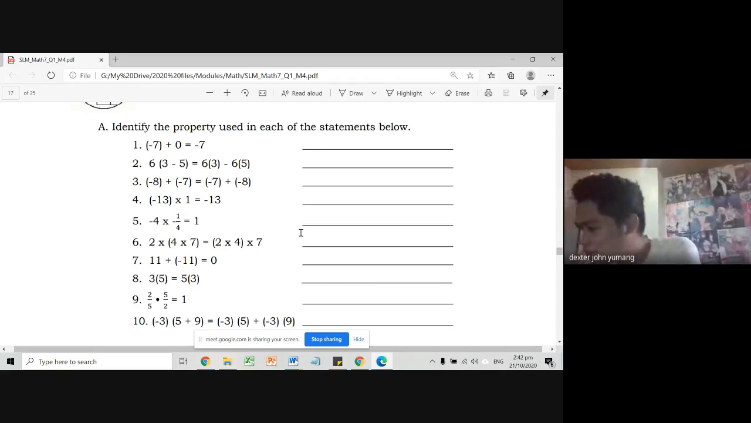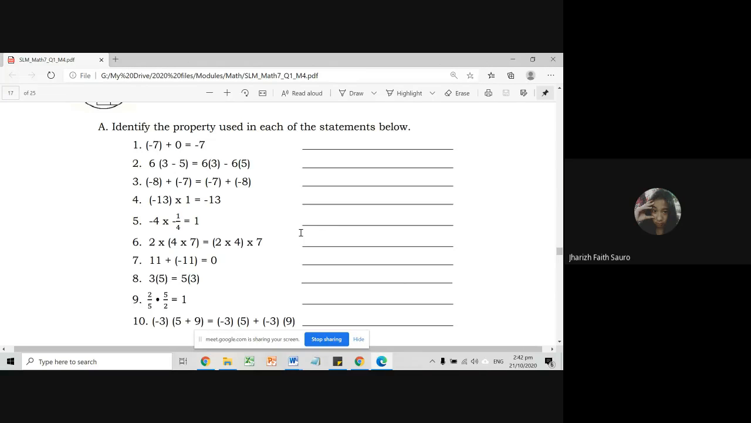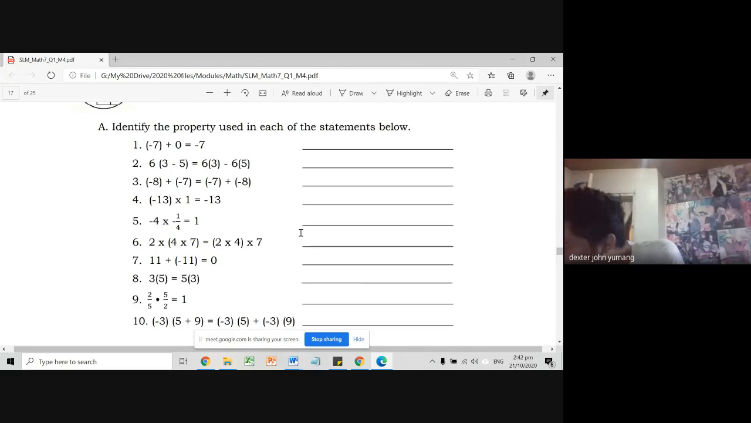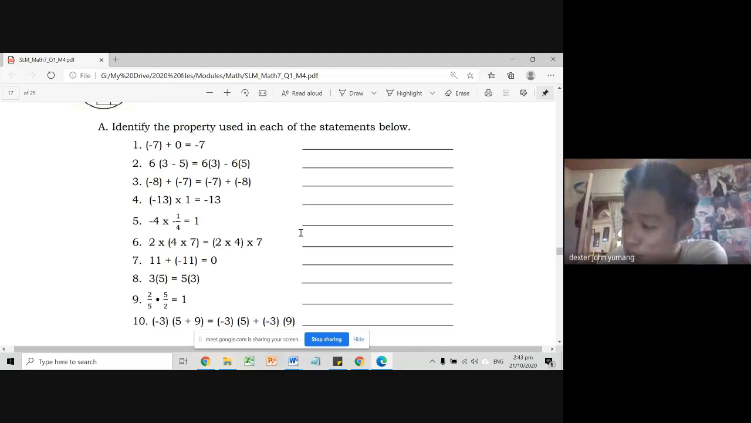I think everybody's done. May sumasagot pa ba? Ready na for the checking? Opo, sir. So isa pa lang nag-upo. Done. Marami nang done. So I think everybody is done. So ganito po. 2 points po ang correct, 1 point po ang mali. Again, 2 points ang correct, 1 point po ang mali. Self-checking na lang po tayo.